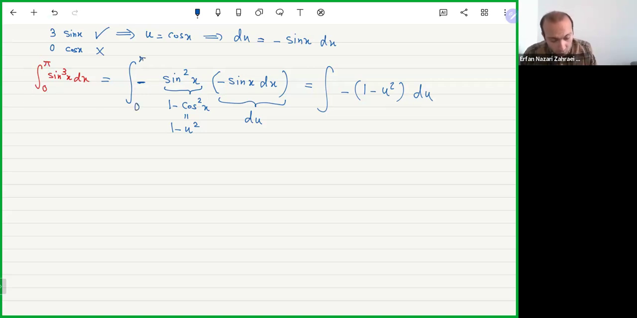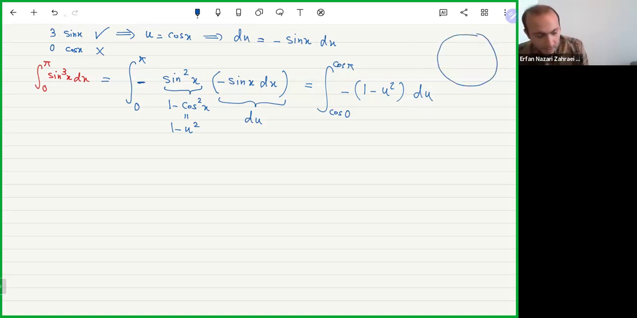So this integral was a definite integral. It was from 0 to pi, the values of x from 0 to pi. But in this definite integral, now the variable of integration is u. So I should mention from what u to what u. u is cos x. When x is 0, u is cos 0. And when x is pi, u is cos pi.